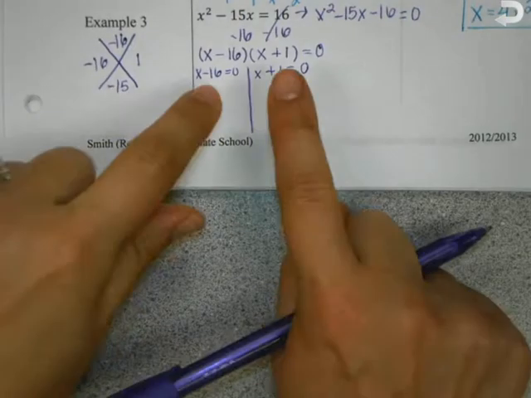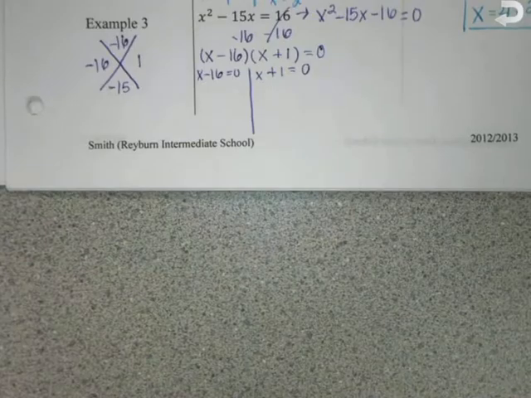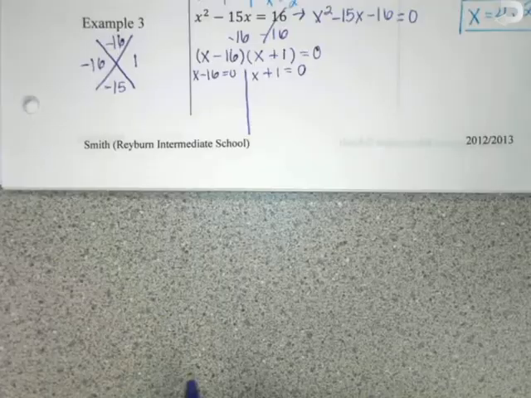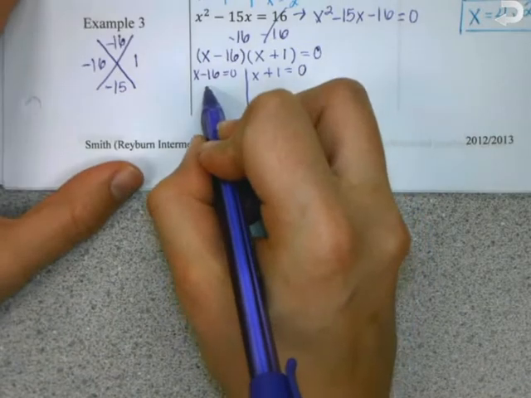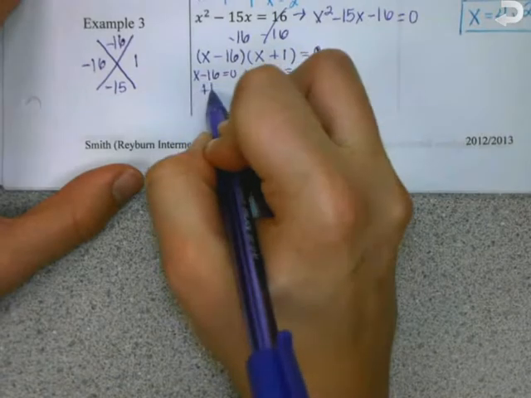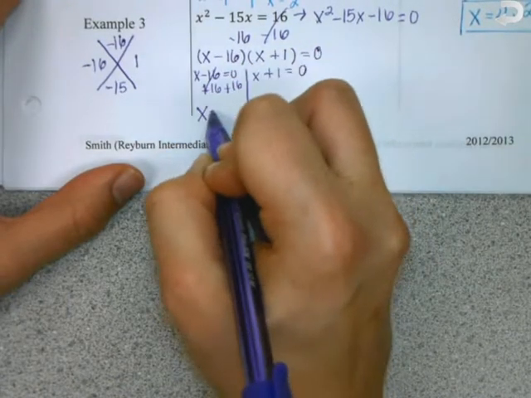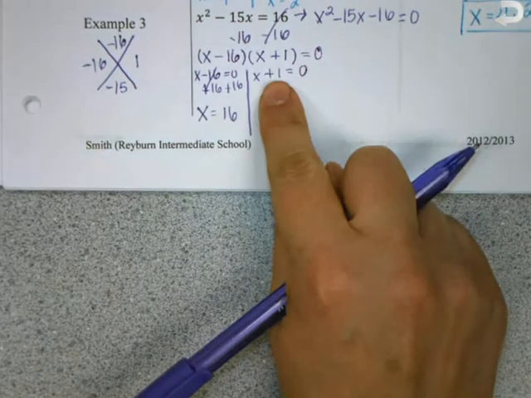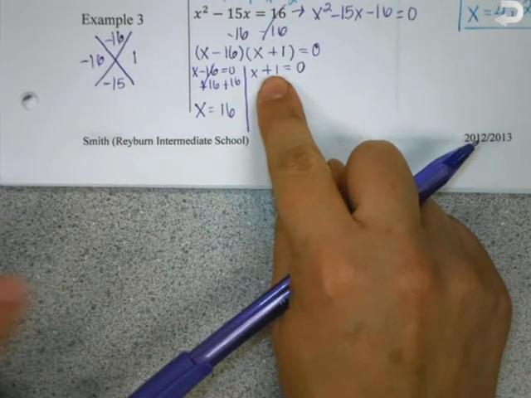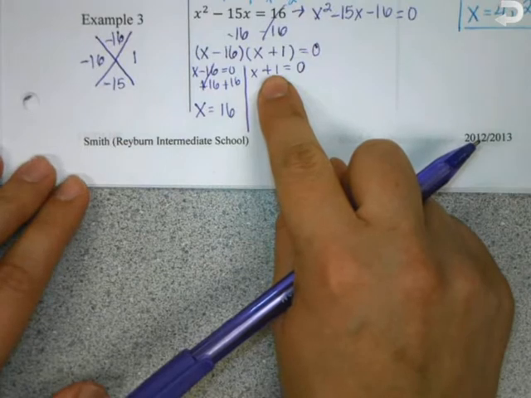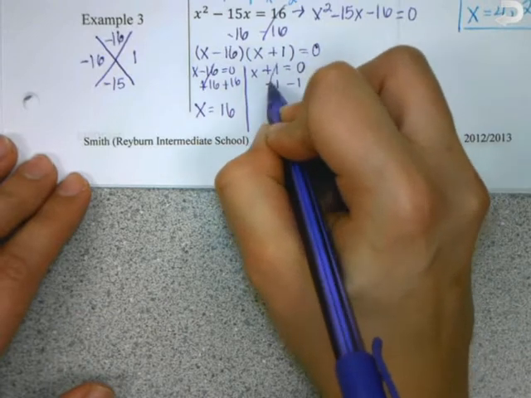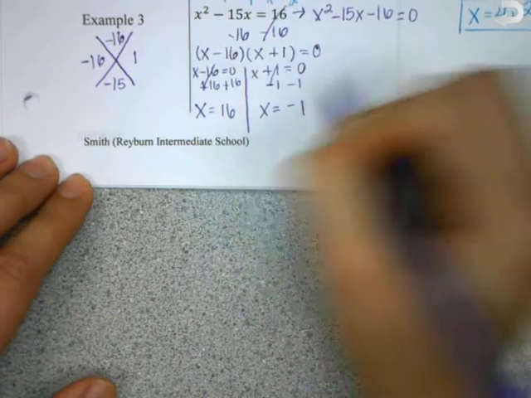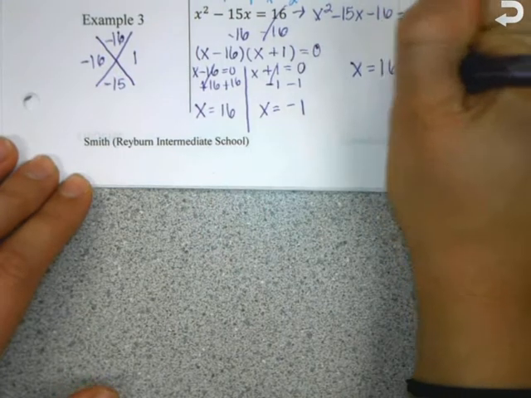Okay, on the left-hand side, what did you do? Matt, what did you do on the left? Add 16. So you got x equals 16. And then on the right-hand side, what did you do? Christina, what did you do? Perfect. So we get x equals negative 1. So my two answers here are 16, negative 1. For the sake of time, I'm not going to do a check, but you should.